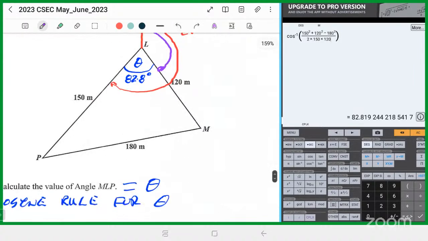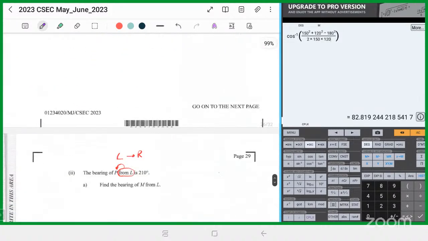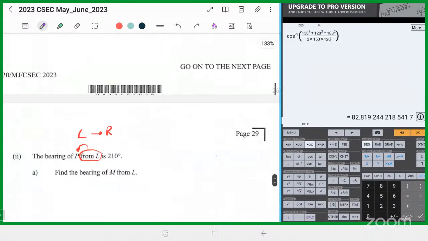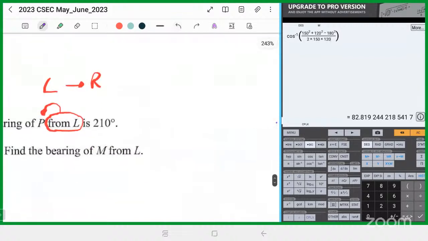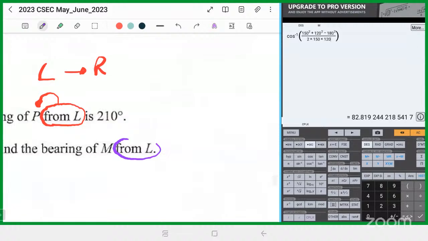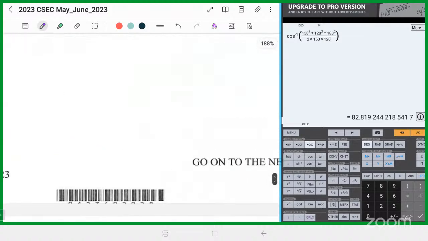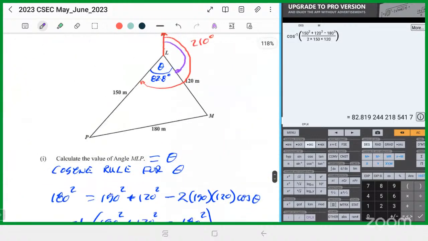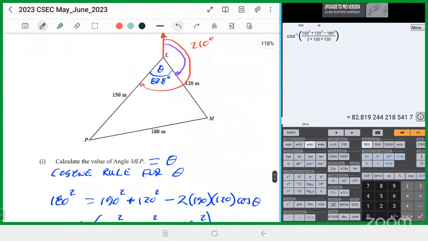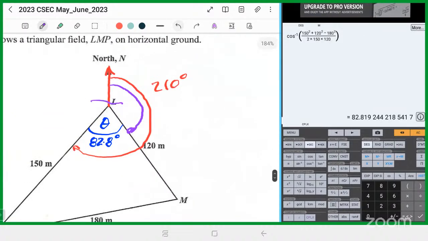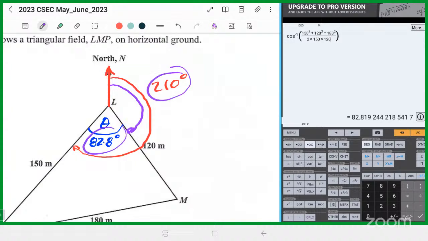So they give us that bearing and we show the angle on the diagram. The question asks for the bearing of M from L. From L to M, that's the bearing that I want. We want this direction's bearing, which is this angle inside here, clockwise from the north line. It is equal to 210 minus 82.8.